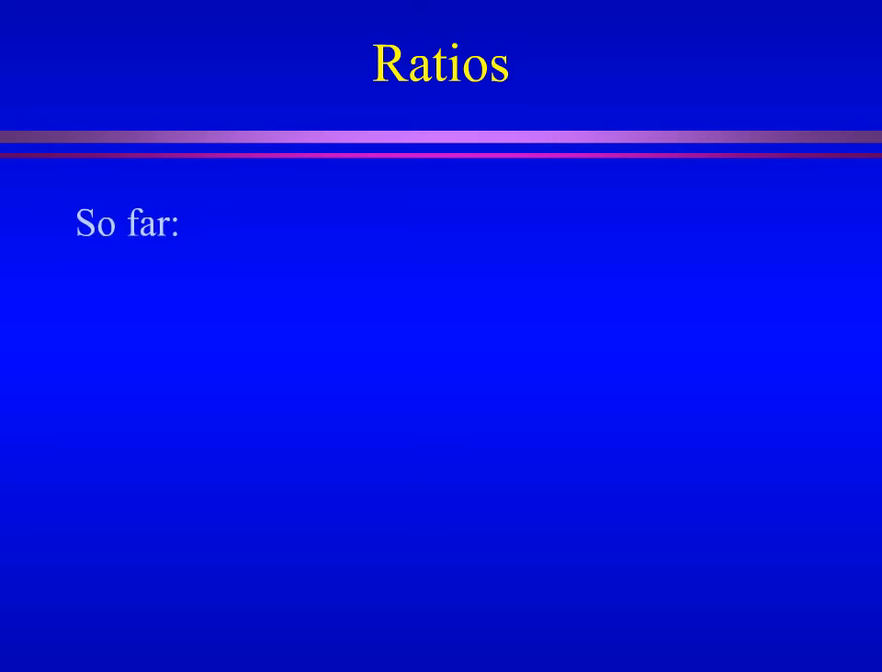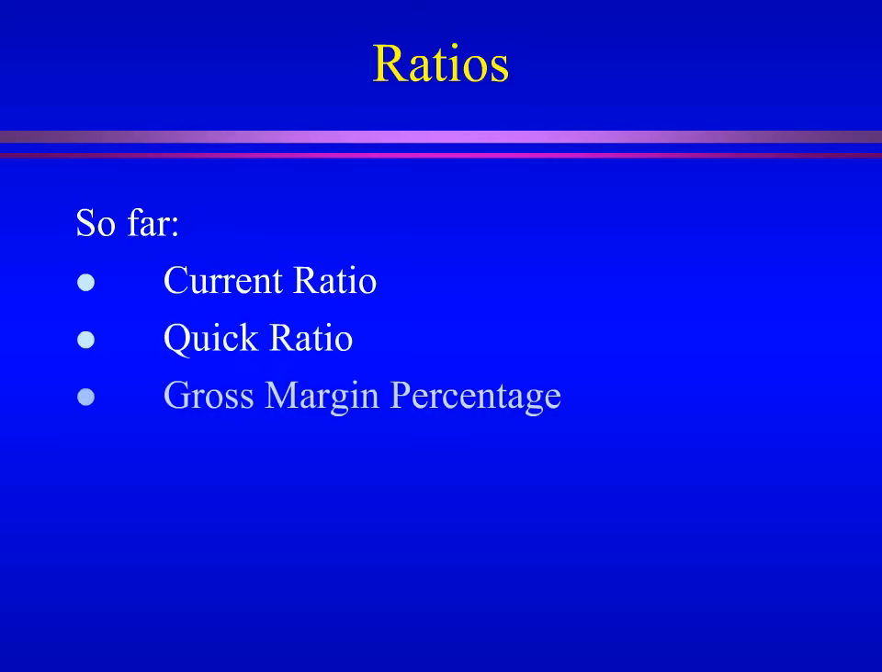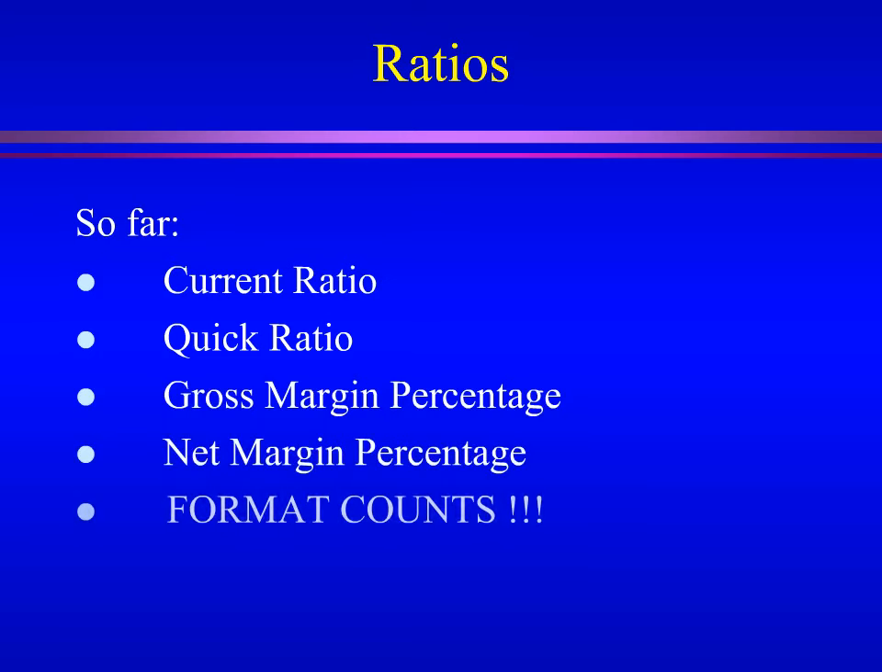Now we're going to do some more ratios, but so far we've done current ratio, quick ratio, gross margin percentage, net margin percentage, and of course the big note here is that format counts. If you give me a net margin, for instance, of 35, highly unlikely, that's a bit high, but you never know, that's wrong. A net margin percentage is what we're looking at. So that will be 35%.